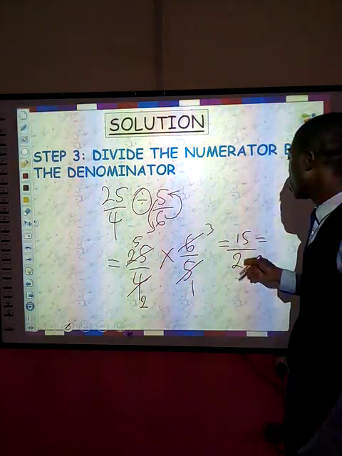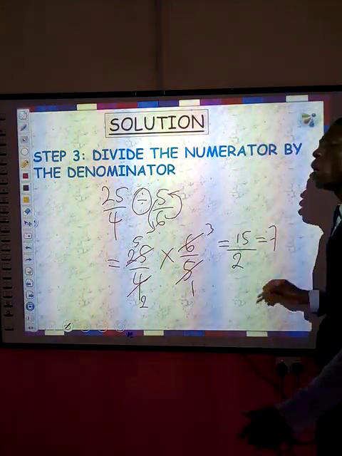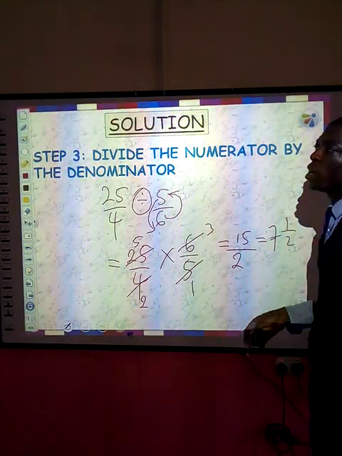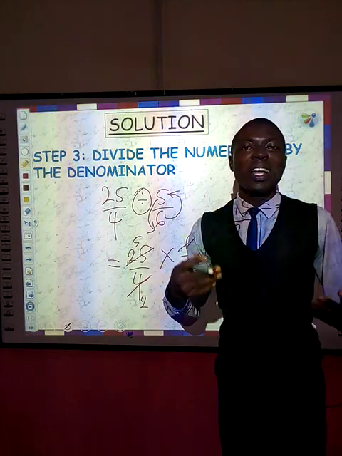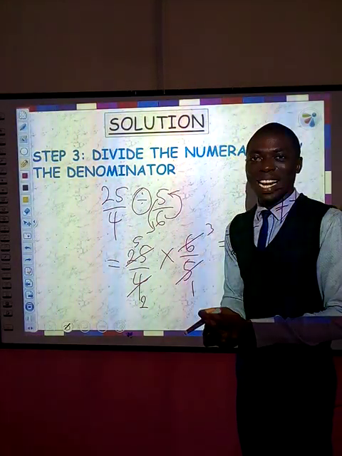Now you don't need the answer like this. If you give 15 things to 2 persons to share without cheating, what will happen is that everybody gets 7, then 1 will remain, then that 1 will be divided by 2. So that means the answer to the question is 7 whole number 1 over 2, or 7.5. I hope you have enjoyed the class.